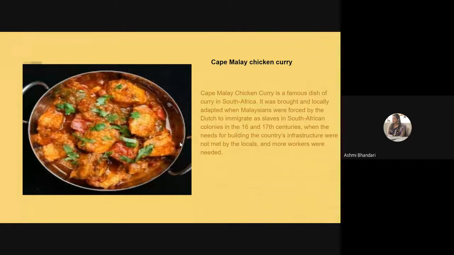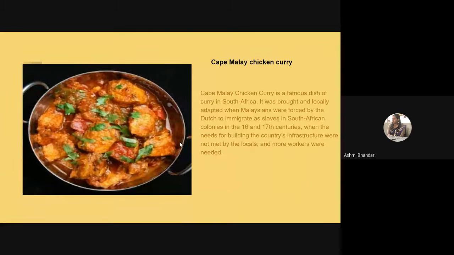The waitress came and told us about the most famous dish in South Africa, Cape Malay chicken curry, and all five of us were shocked that it is the same as a Nepali dish like chicken curry, and it is a famous dish in South Africa. It was locally adopted when Malaysians were forced by the Dutch to immigrate to South Africa.